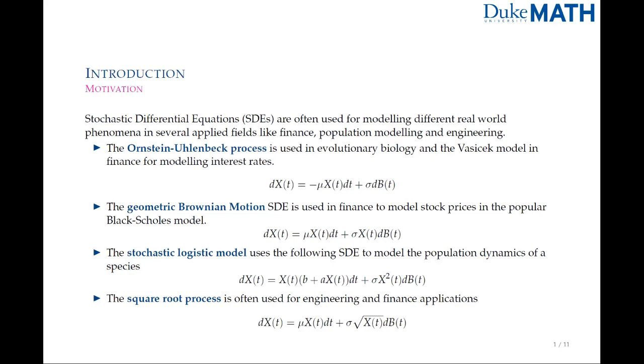Then there is the geometric Brownian motion, which we are also familiar with because it's used in finance to model stock prices in the extremely famous Black-Scholes model. Two other stochastic differential equations which I introduced here are the stochastic logistic model, which is used to model population dynamics, and the square root process, which is very useful for many engineering and finance applications.